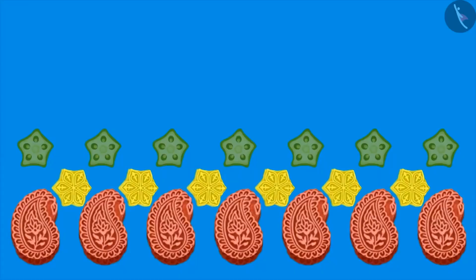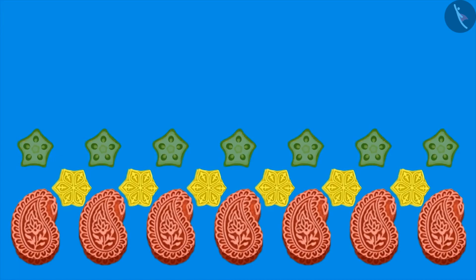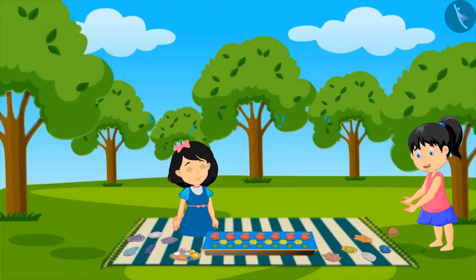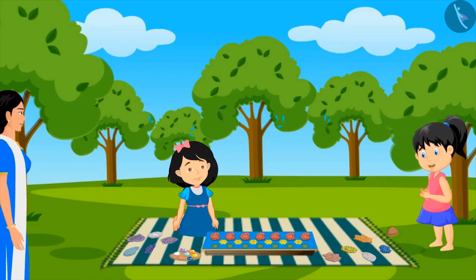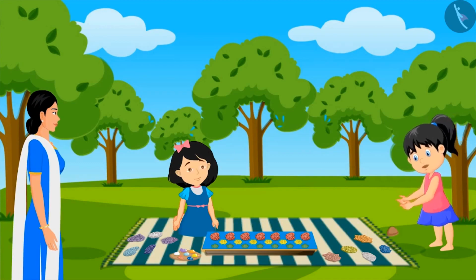Look, Mishti, I have made this beautiful pattern for your frock. First, I painted the block with red color to make this pattern. Then I painted it with yellow to make this pattern. And then I painted this lady finger with green to make this pattern. And then I repeated this for a while. Mom, come fast and see what a beautiful pattern is made by sister on this cloth. Now please sew a beautiful frock out of this.